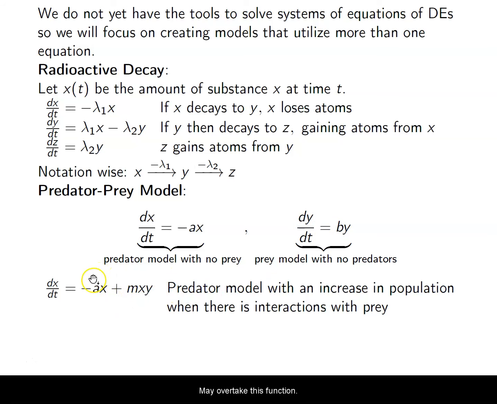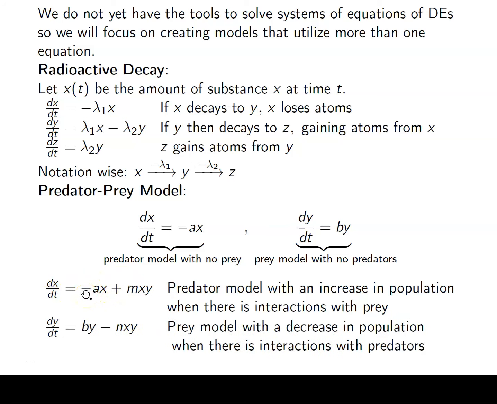Or this function may overtake this function, especially since this is a product of two variables, right? So if there's a lot of prey, this will not reduce; the amount that it reduces the function will be negligible, right? Is what I'm trying to say.